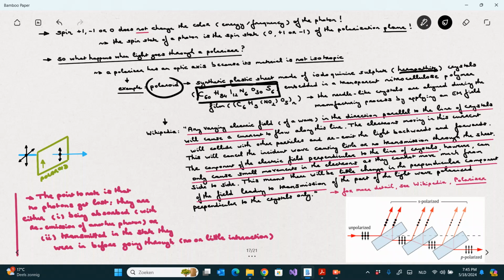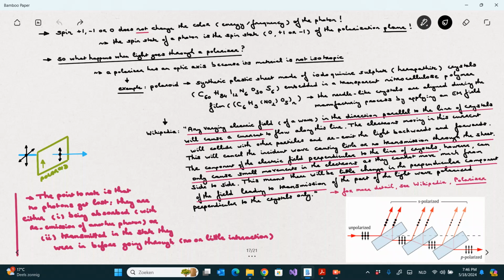60 carbon atoms, 84 hydrogen atoms, and nitrogen and oxygen and silicium and whatever. Embedded, sorry, that's sulfur, that's not silicium. Embedded on top of that in a transparent nitrocellulose polymer film, which is plastic also, a polymer, a chain of N very complicated molecules, again carbon, hydrogen, and nitroxide, sorry, and oxygen. So these are needle-like crystals. And what's so particular about them is that these needle-like crystals are aligned during the manufacturing process by applying electromagnetic fields. So you have a crystal structure, but the crystals are needle-like and they're in a film and they're all aligned.